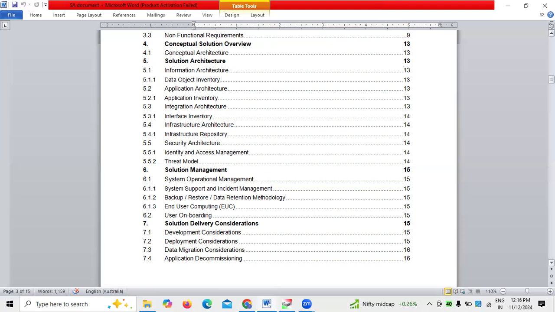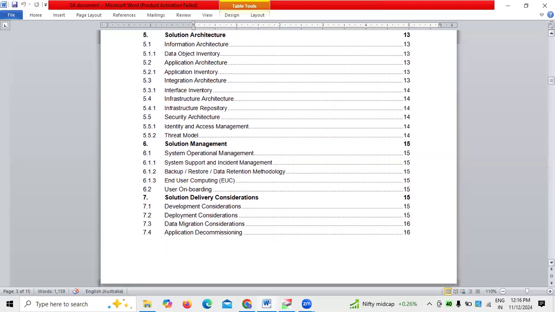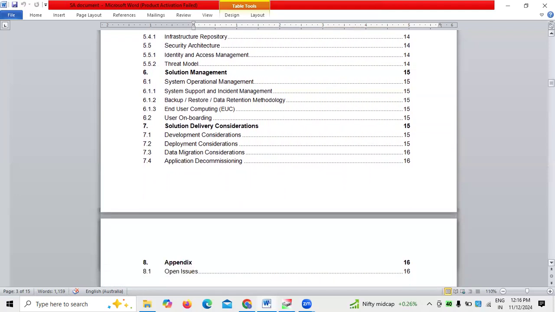After solution management, the next is solution delivery considerations. Meaning, what are the different development considerations we need to consider? What are the different development areas that are to be focused on more? Because once the solution is created, it has to be delivered, right? So what solution considerations are we going to provide, and what are the different deployment considerations we are providing over here, and how about data migration? Because most of the projects now and then, as I said, are migrating from old legacy systems to the new application.